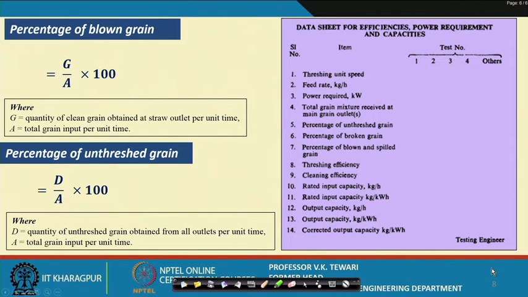Percentage of blown grain, definitely once you know the amount of grain which has gone out at the outlet, and clean grain obtained at the outlet, you can get the total. Similarly, for unthreshed grain, if you know the unthreshed grain per unit of the total grain which you have, it will give you the percentage of unthreshed grain. Now, this has to be put again in the similar fashion. You have to report here also as we have reported in the earlier case.